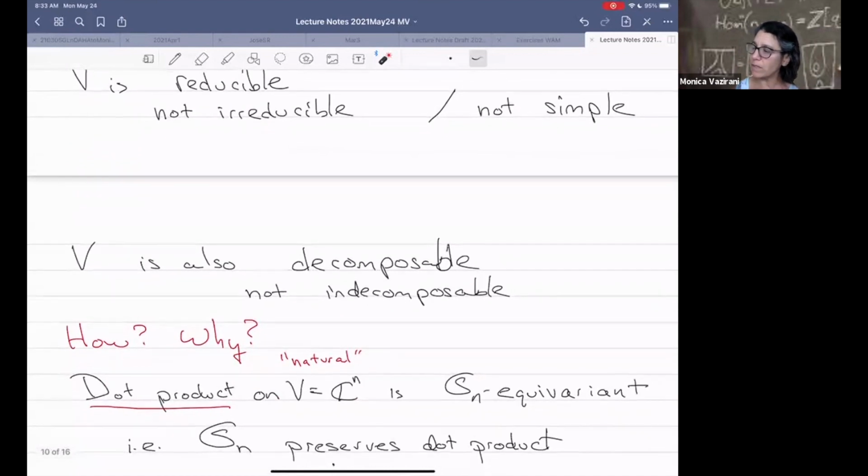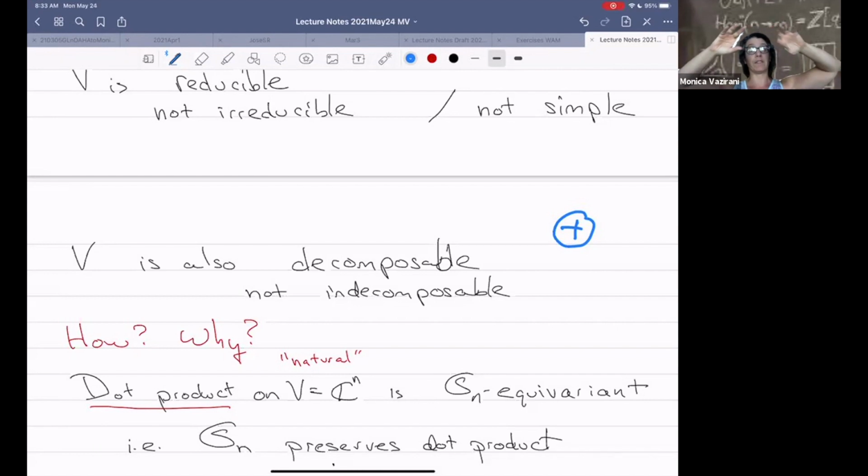And so how do we see that it's decomposable? And by decomposable, what do I mean? I mean that I have a direct sum decomposition that respects the Sn action. So to check simplicity or not, you just have to find an invariant subspace. But to say that you're decomposable, you have to write it as a direct sum of not just your invariant subspace, you have to find a complement to it. And so how and why can we find a complement? Why should it be there?